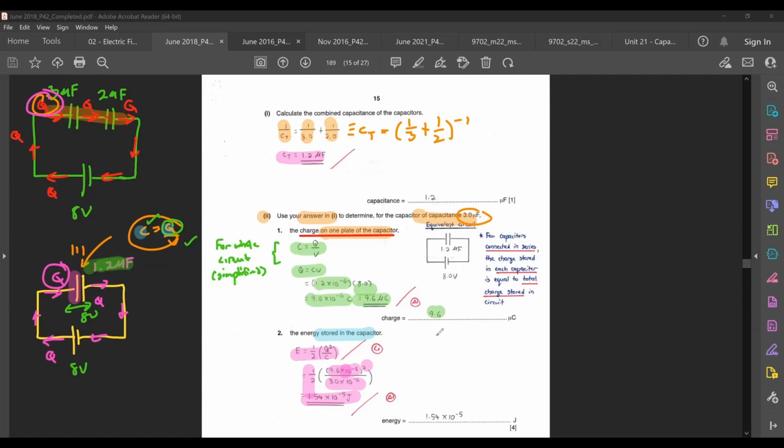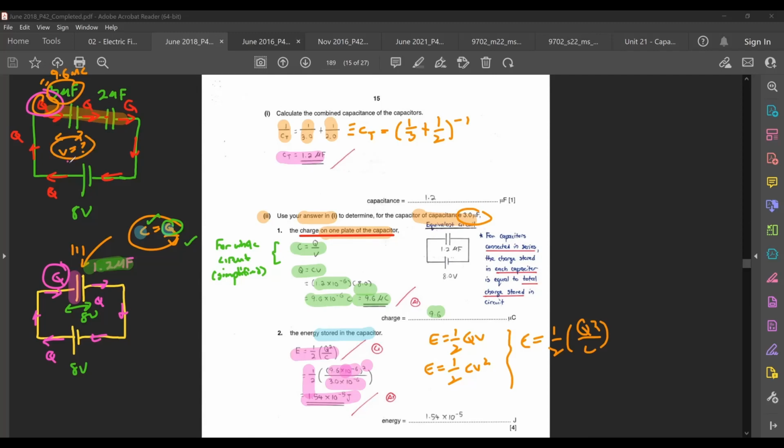You cannot use any of the energy equations with voltage here because you do not know what is the voltage across here. Okay, because E is half QV, E is half CV squared, E is half Q squared over C. You already found out your charge as 9.6 microcoulomb. You already know your capacitance is 3 microfarad, but you just do not know your voltage.